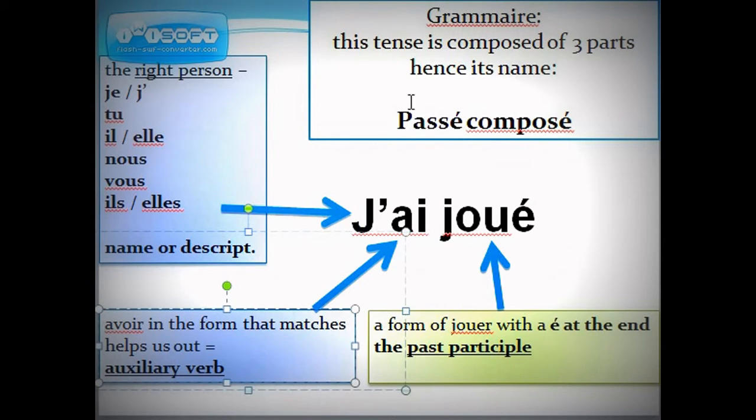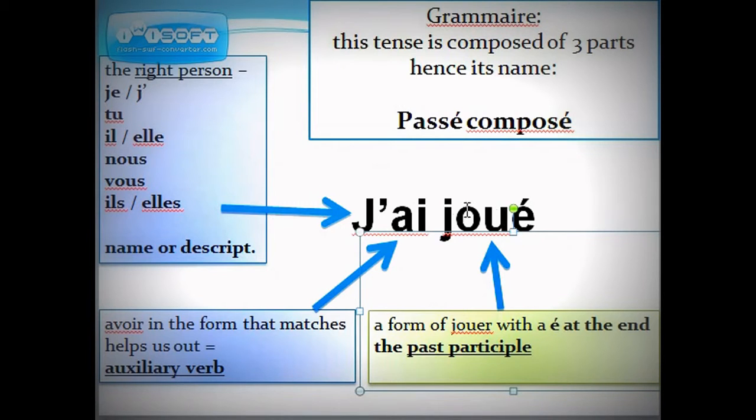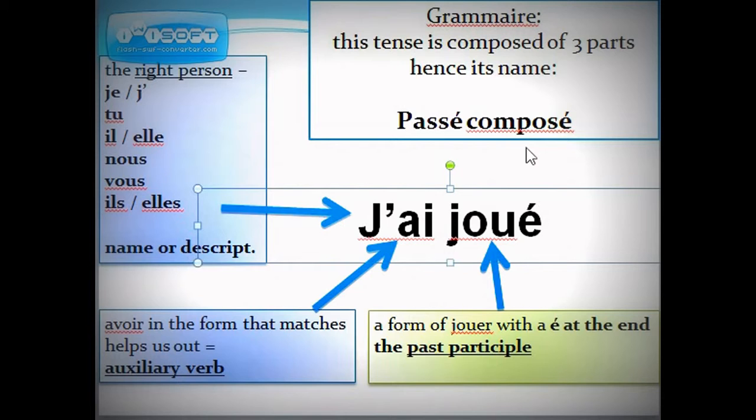This third bit here is the past participle. Again, it cannot stand by itself. It is part of the verb. Here you can see it's got the accent aigu at the end, the E with the upward accent on it. That is often the case for the ER verbs, but it doesn't necessarily apply to the other verbs. So that can be a bridge to help you remember it, but don't rely on it exclusively. So let's have a look.